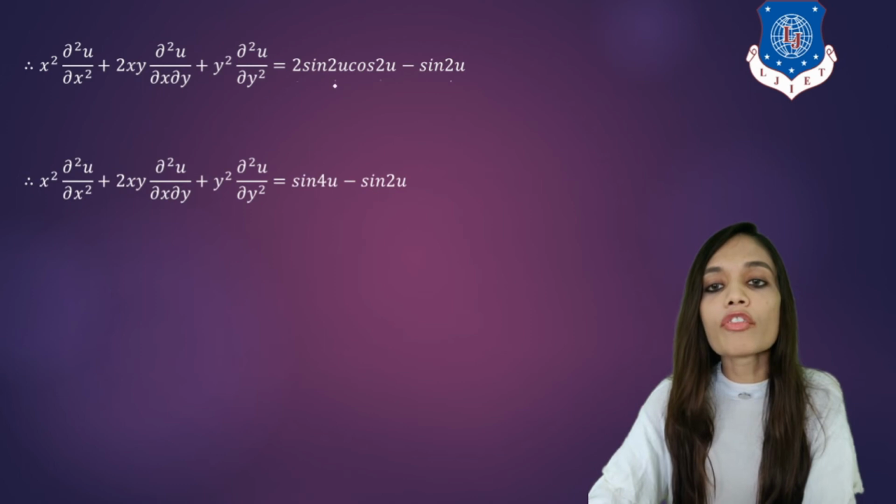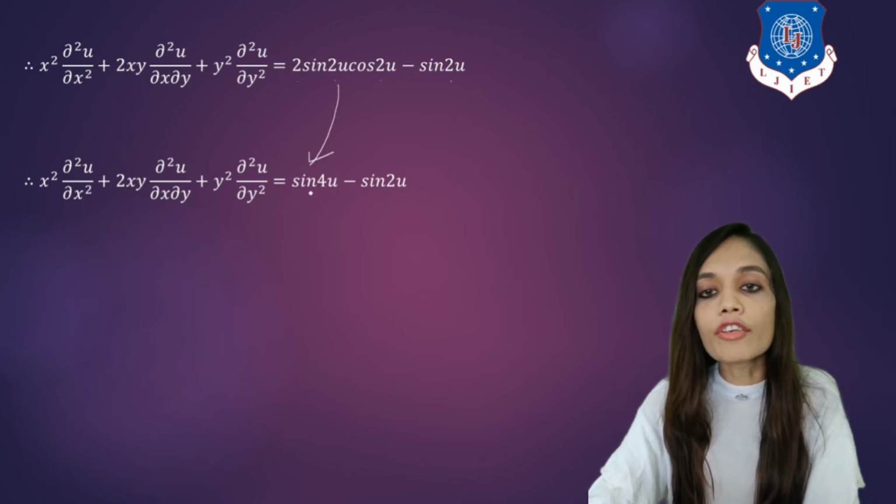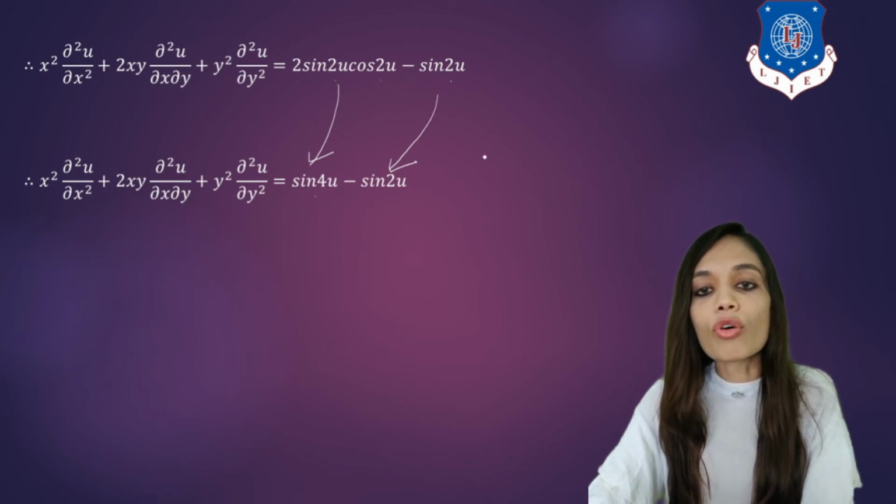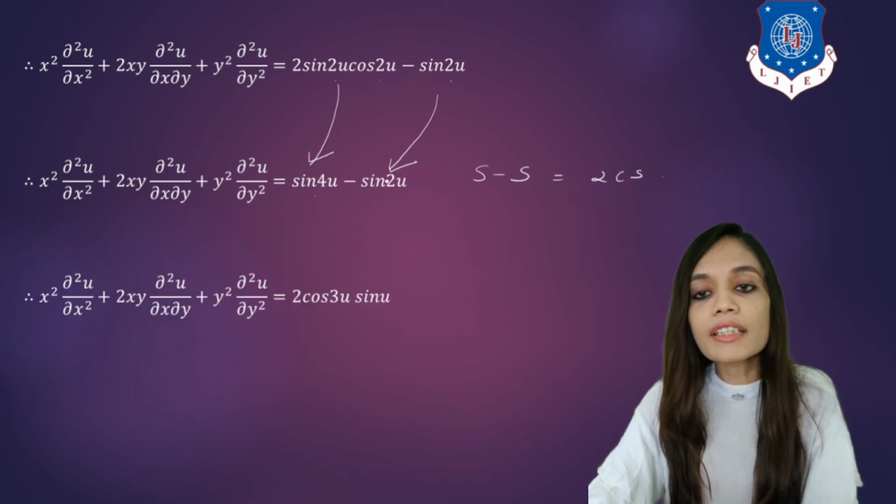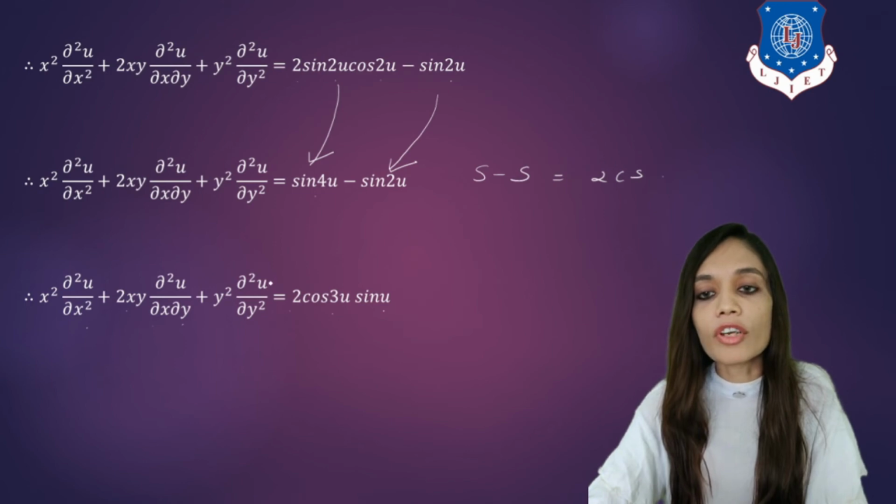Now we know the formula of this. So it will be equal to sine 4u, and this will remain as it is, sine 2u. So we now know the sin C minus sin D formula, that is 2 cos C sin D. On applying this formula, we will get 2 cos 3u into sin u, right? So finally x square del square u upon del x square plus 2xy del square u upon del x del y plus y square del square u upon del y square is equal to 2 cos 3u into sin u, which is our desired answer.